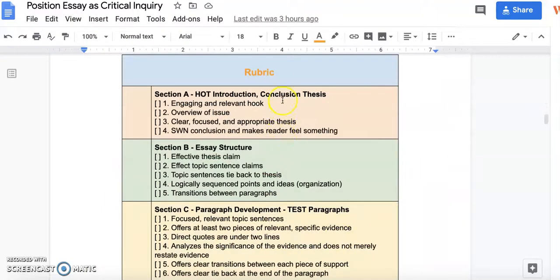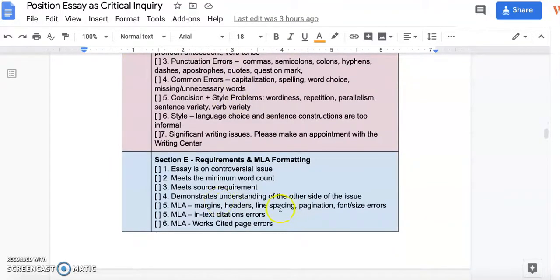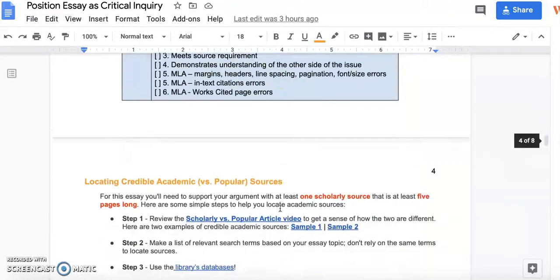Okay, make sure you look through the rubric, and after you have drafted your essay to the best of your ability, go ahead and grade yourself using this rubric. Make sure you're doing each one of these items, because this is exactly how I'm going to be grading your essay. So make sure you've checked off all of those items.